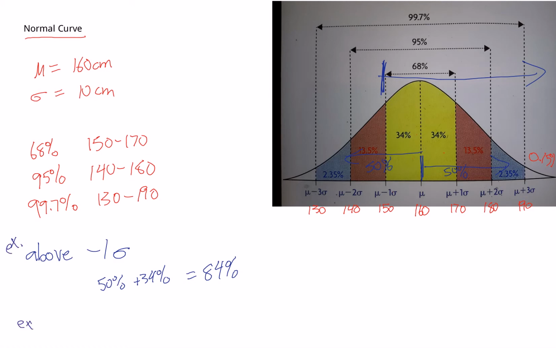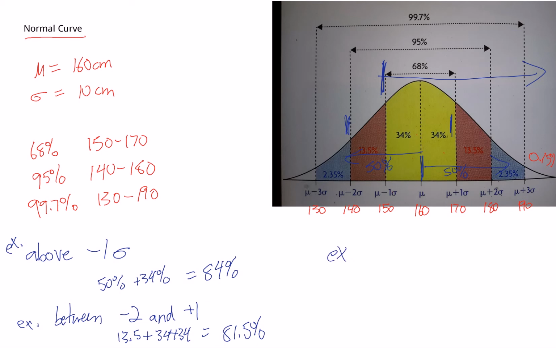What percent is between -2 and +1 standard deviations? So you can see on our graph, -2, we're going from there to there. So we'd have 13.5 plus 34 plus 34, which would be 81.5%.